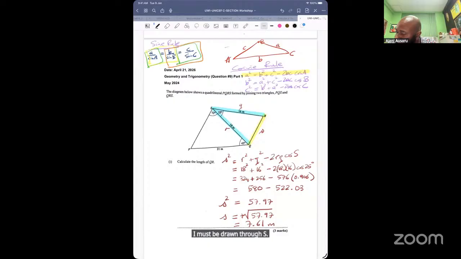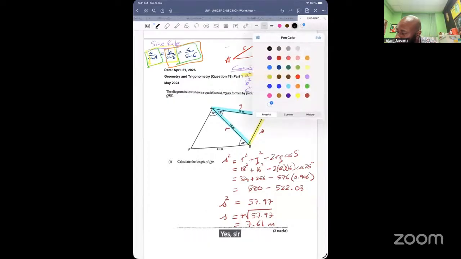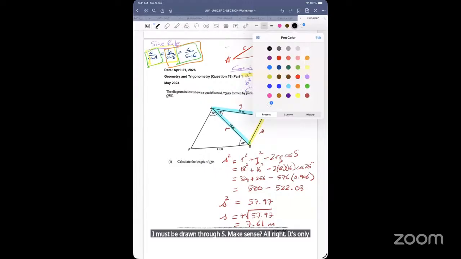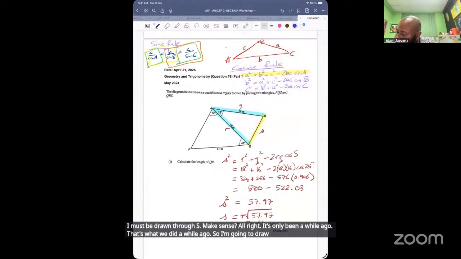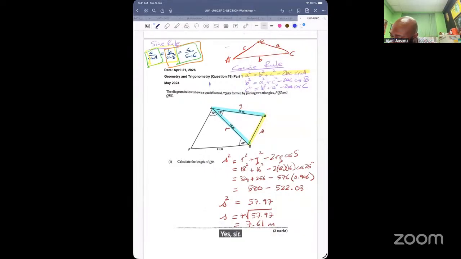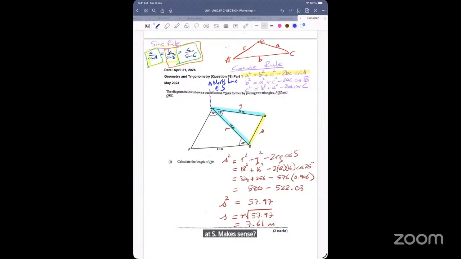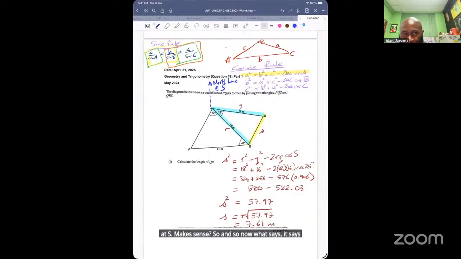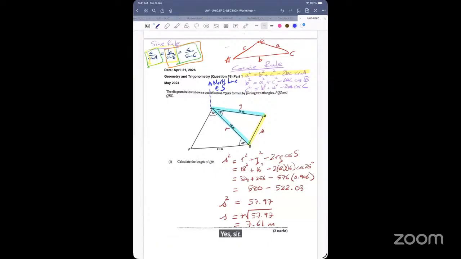Make sense? Yes, sir. All right. That's what we did a while ago. So I'm going to draw a north line through S. I'm going to call it north line at S. Make sense? Yes, sir. And so now what? So it says what? P from S, right? Yes, sir.